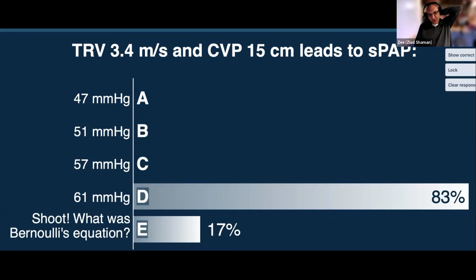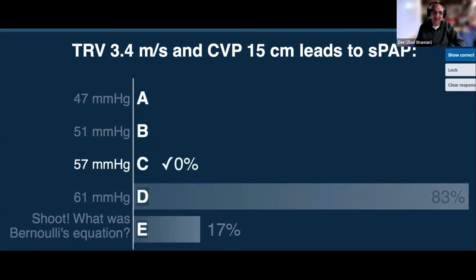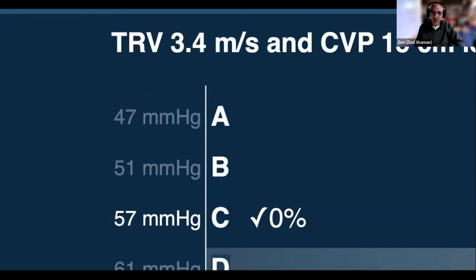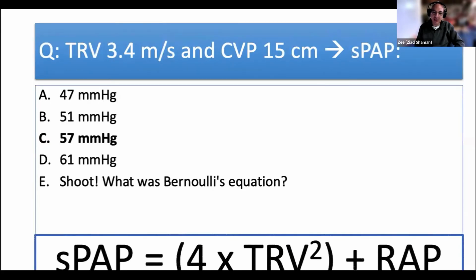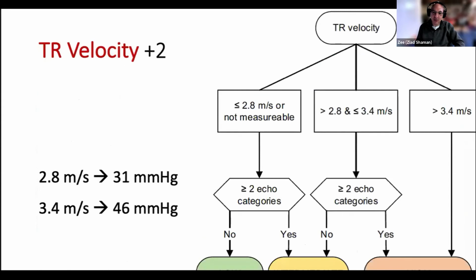All right, so this is a trick question. The trick here is, I gave you the CVP in centimeters of water. You're supposed to convert it to millimeters of mercury. This was intentional. And the right answer is 57 millimeters of mercury, because as you convert to millimeters of mercury, you have to take 2/3 of the centimeters of water.